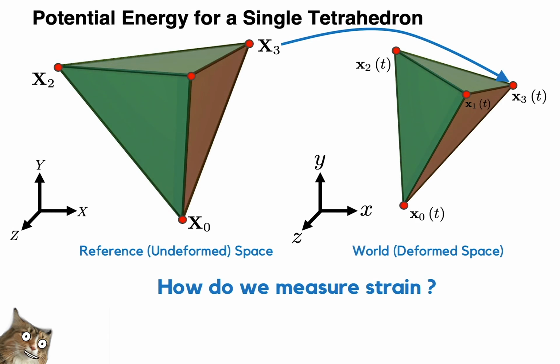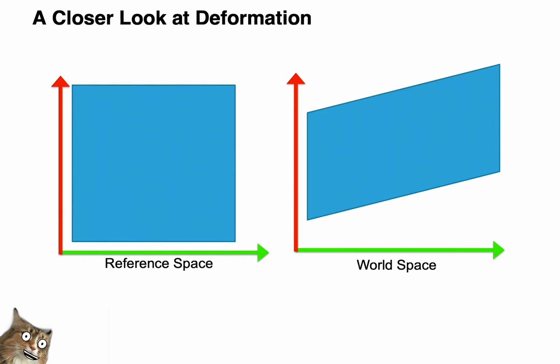We've already built a mapping from the reference state of a tetrahedron to its deformed state in the world space. What we need to do is come up with a way to quantify this deformation. To build such a tool, we're going to need to take a step back and consider a simple block of elastic material. Now, because this block of stuff is a continuum, any two points differ only in their position.